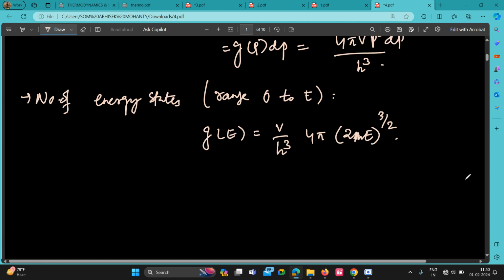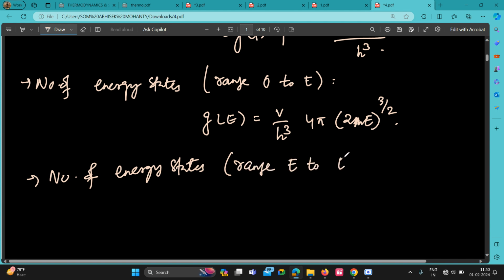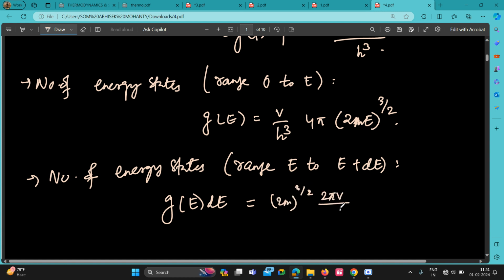Now, the number of energy states in the range E to E plus dE, that will be what? That will be G(E)dE. Whenever there is a range dE, the dE will be multiplied here, and that will be (2m) to the power 3 by 2, times 2 pi V by h cubed, E to the power half dE. Alright.